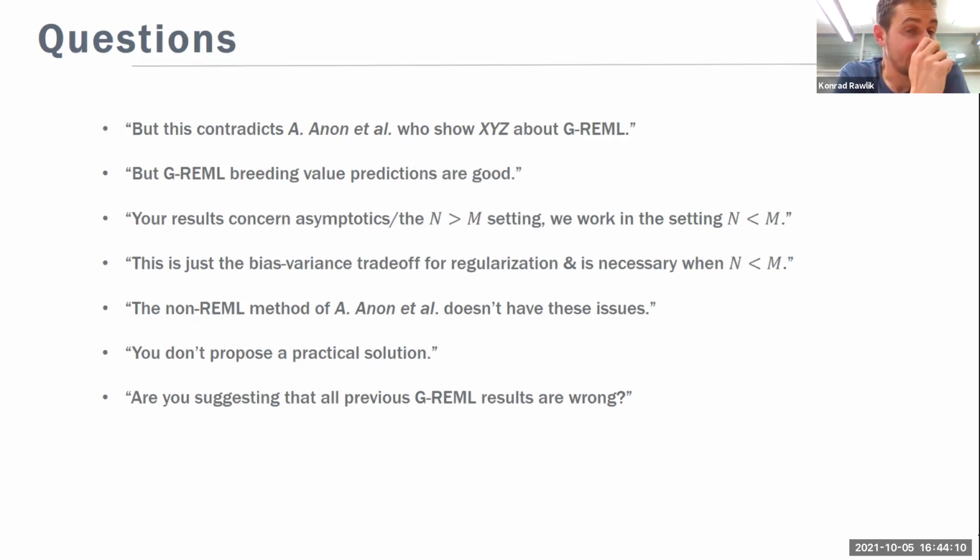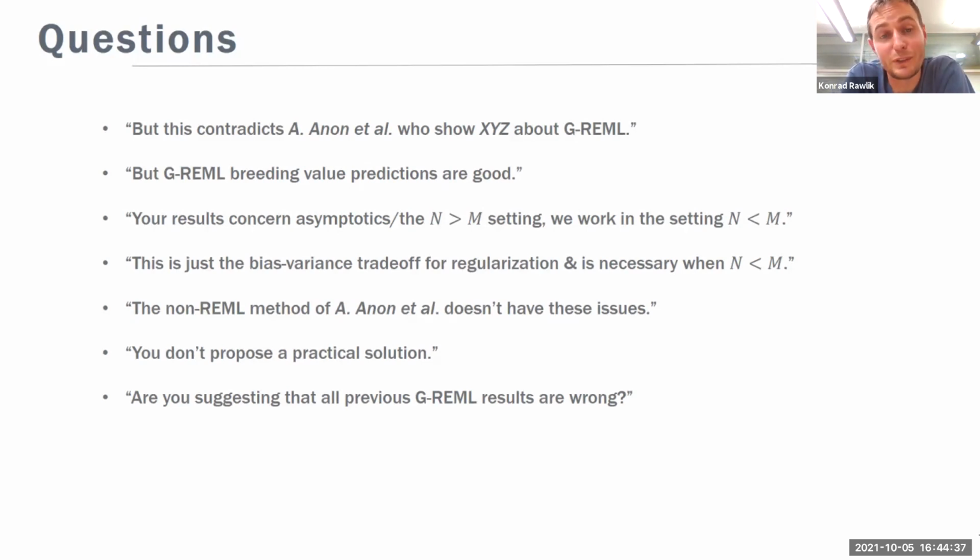The other thing is, you might say, well, this is all great, but my breeding value predictions are actually quite good with REML, so I have never seen a problem. I haven't spoken about breeding value estimation or prediction. That's a completely separate topic. This is very specific about estimating the parameter SNP heritability.